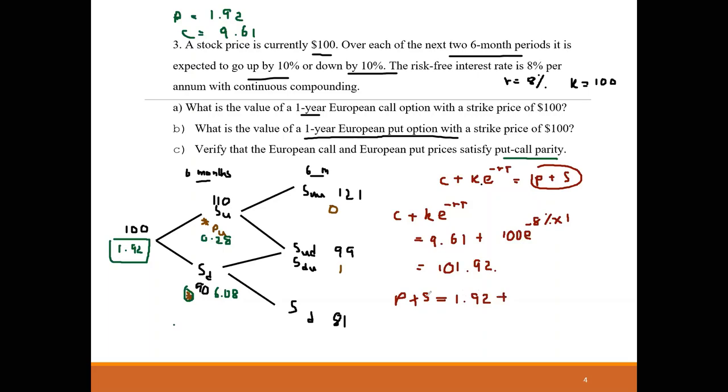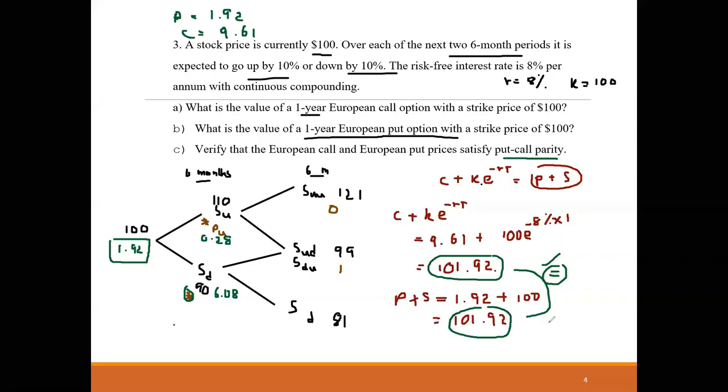And the stock price today was how much? The stock price today is 100. So 100 plus 1.92 will also give you 101.92. So in fact, these prices satisfy the put call parity. So the answers are the same. That means this European call and this European put with the same strike price and the same expiration date have been priced appropriately as specified by the put call parity. It satisfies the put call parity.